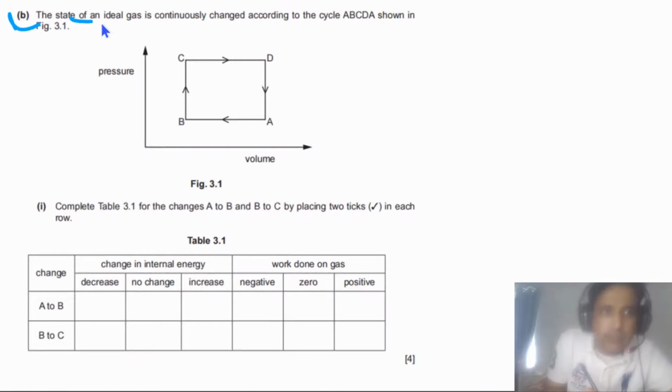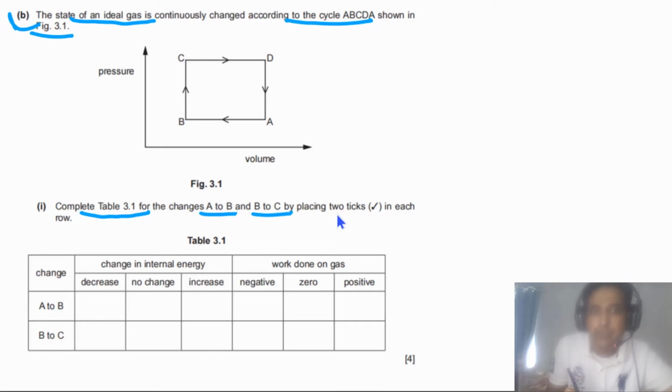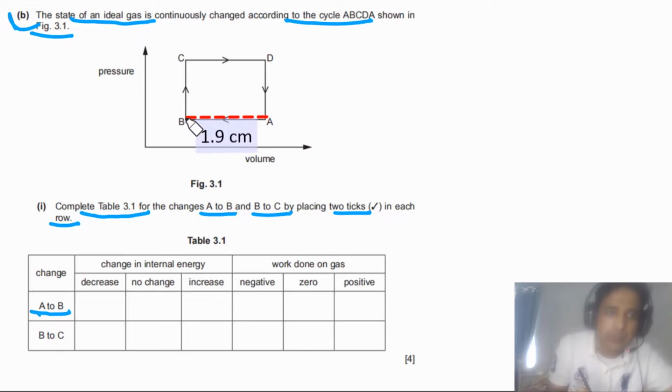Part B says the state of an ideal gas is continuously changed according to the cycle A, B, C, D, A shown in figure 3.1. For part B1, we need to complete table 3.1 for the changes A to B and B to C by placing 2 ticks in each row. So first of all, from A to B, or we can say for the change from A to B.